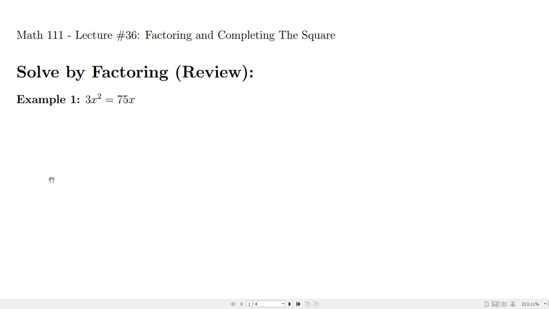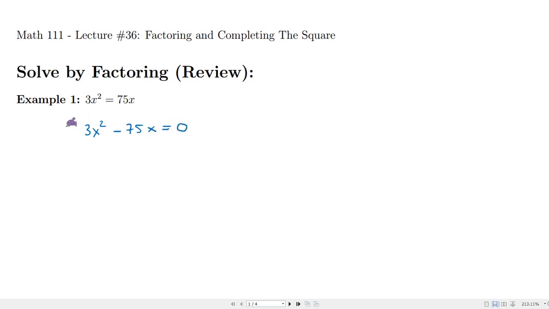So let's begin by reviewing the technique that we've already seen before, and let's try to solve this problem here. So we have 3x squared equals 75. So the method that we've been using by factoring is to use the property of 0. So first bring this 75x over, right? So subtract it over, and we'd have 3x squared minus 75x is equal to 0.